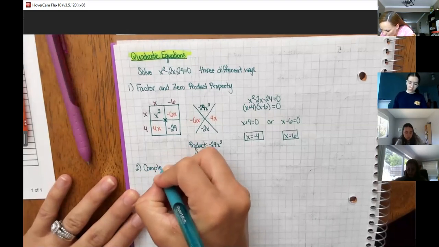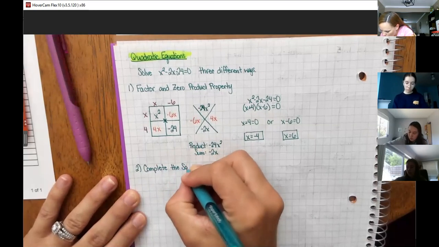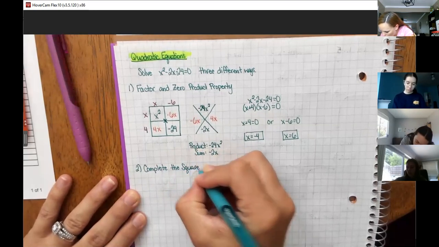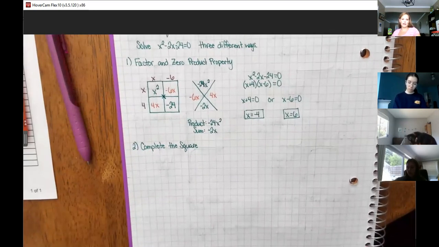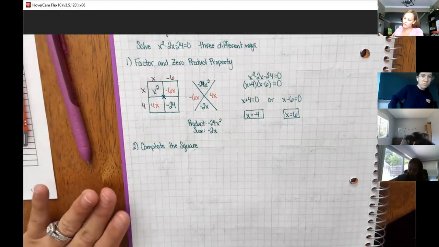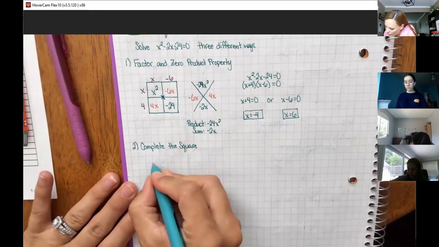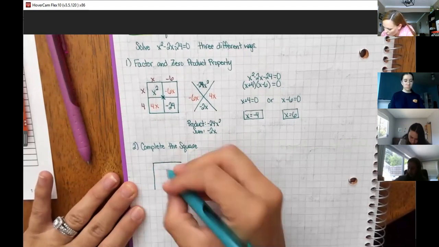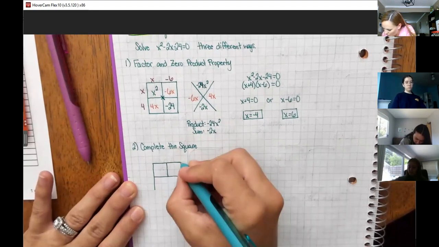The second method is to complete the square. From my experience, this tends to be people's least favorite method. Some people like it. It's all the same. So to complete the square, again, you may have been taught a little bit differently. I'm going to go over the way I teach it, and if it doesn't make sense, you're welcome to ask questions or to explain your way.